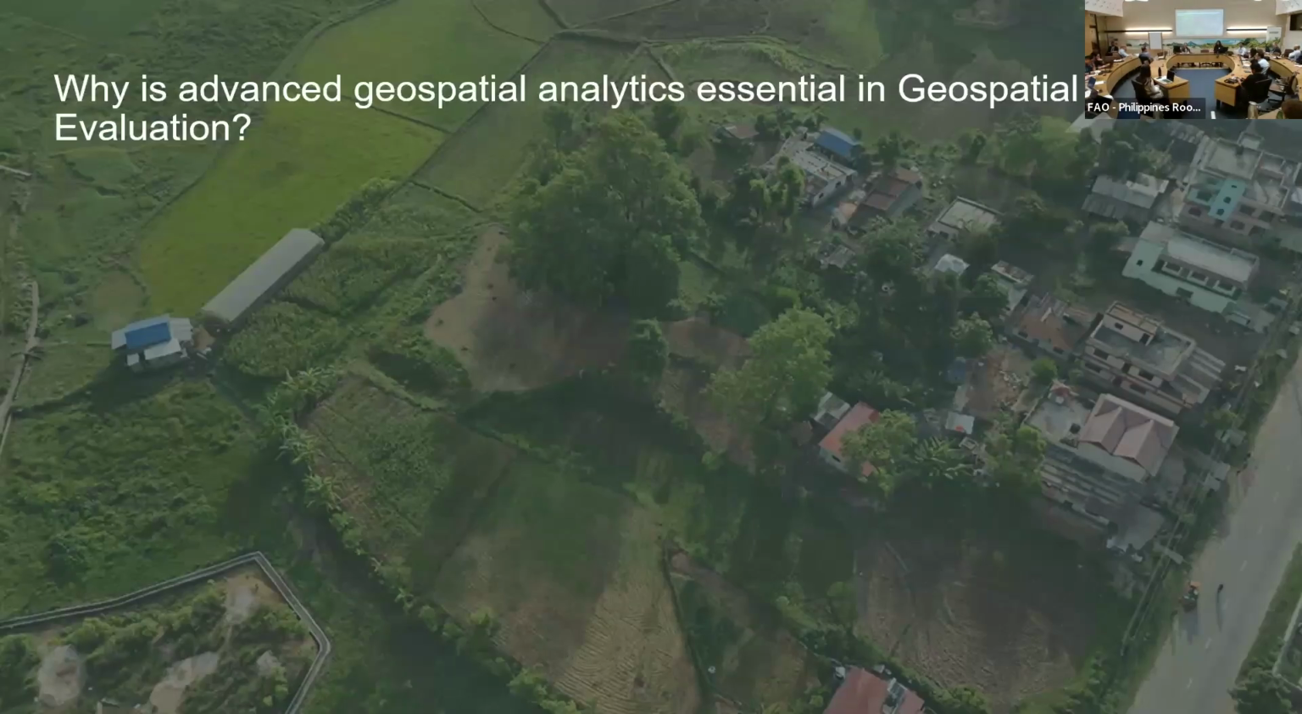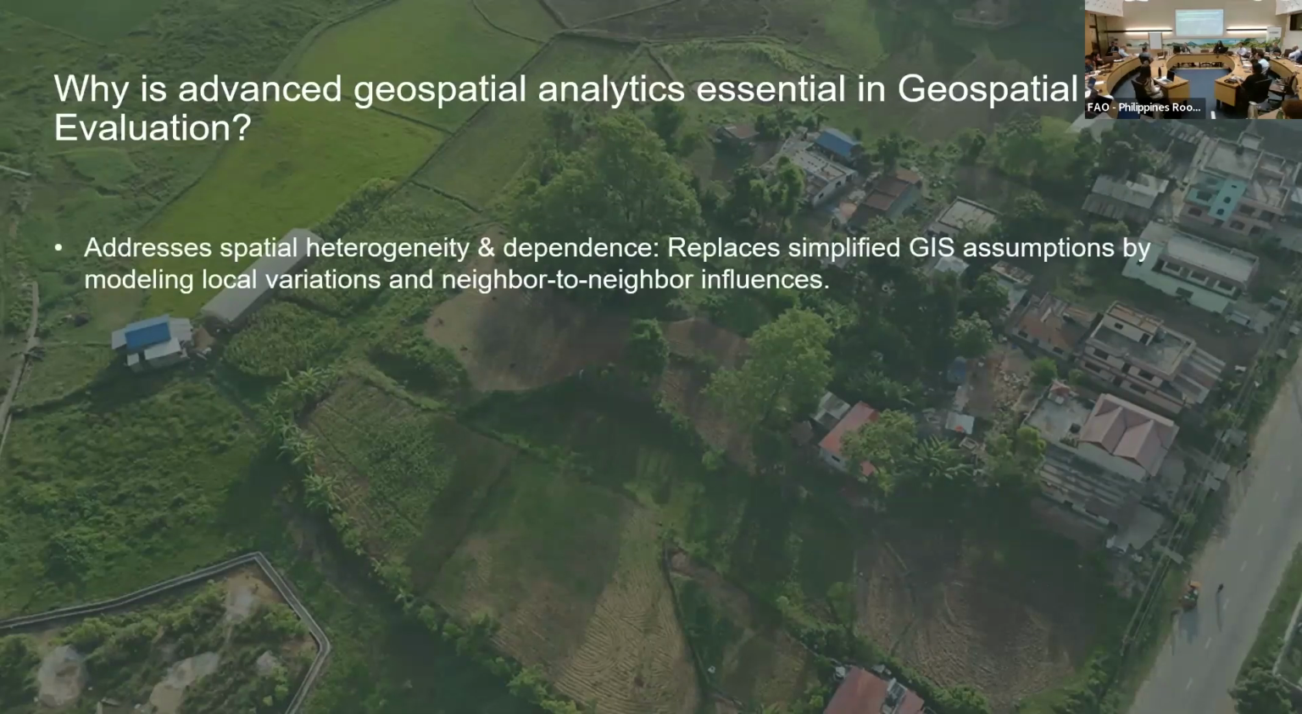So why do we even need advanced geospatial analytics for impact evaluation? The three reasons brought up in this chapter are, first of all, interventions can have very different effects at different scales. In one part of the landscape, an intervention might be very effective. In another part of the landscape, under different conditions, it may not. And also they're very scale dependent.